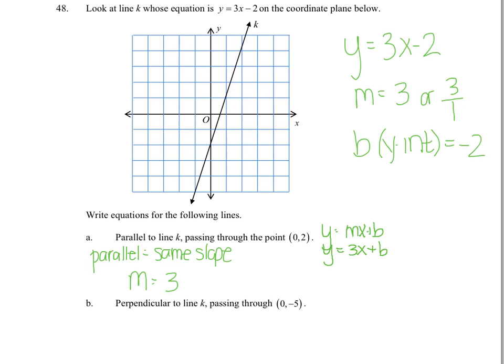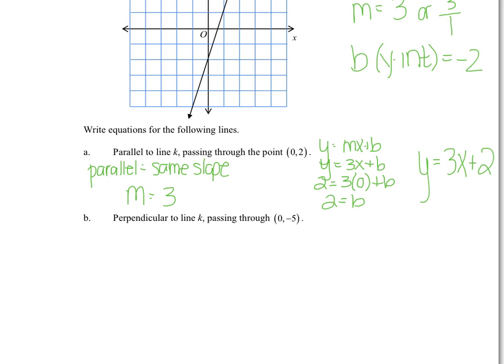So I need to find what is b to make this line that passes through the point 0, 2. So I'm going to plug in the point 0, 2, y equals 2, 3 times x, which is 0, plus b. Well, 3 times 0 is 0, and 0 plus b is b. So 2 must equal b, and my equation is going to be y equals 3x plus 2. So this is the equation of a line that is parallel to this line.